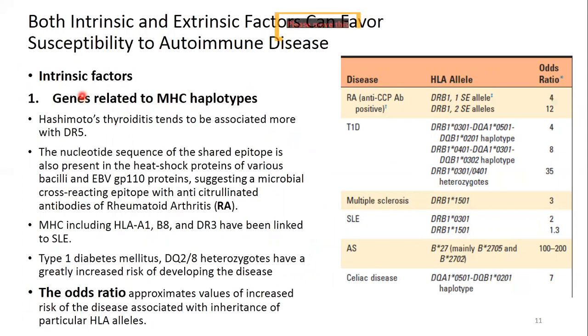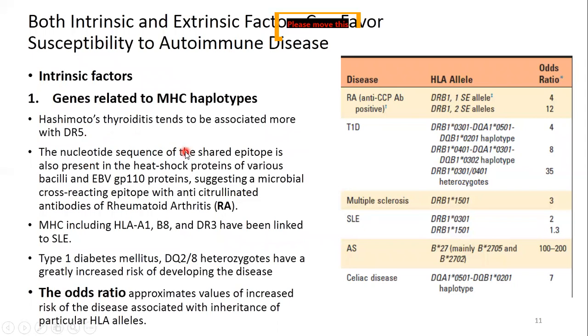For example, before we jump to there, the odds ratio approximates the value of increased risk of the disease associated with inheritance of a particular HLA allele. So, for example, inheritance of these alleles increases the risk by 4 times or by 12 times. For example, Hashimoto's thyroiditis tends to be associated more with the DR5.